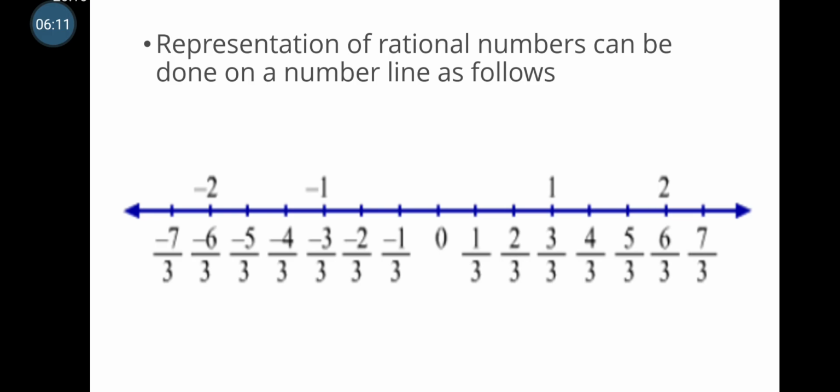Same thing applies to the negative numbers also. So minus 1 by 3, minus 2 by 3, minus 3 by 3. So minus 3 by 3 is minus 1. Okay, so this is how it can be shown in the number line. This is not only for 3, any number you can show as a fraction.